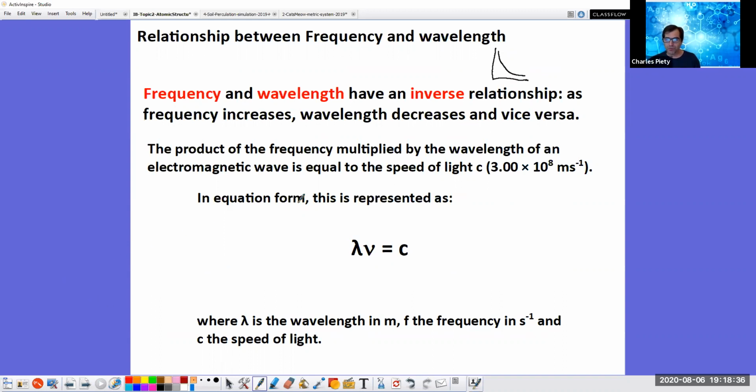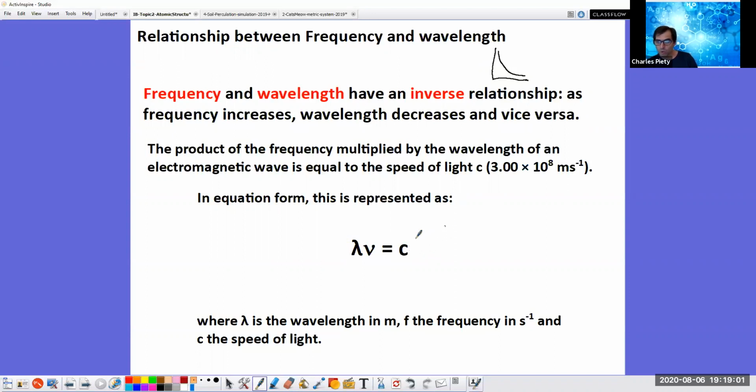The product of the frequency multiplied by the wavelength of an electromagnetic wave is equal to the speed of light. So I'm repeating myself a little bit, but that's okay. That's a really powerful thing. For such a simple equation, what does it tell us? It says that if I know the wavelength, I can figure out the frequency. If I know the frequency, I can figure out the wavelength.